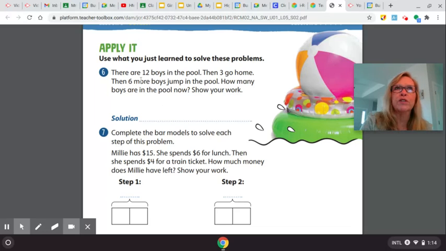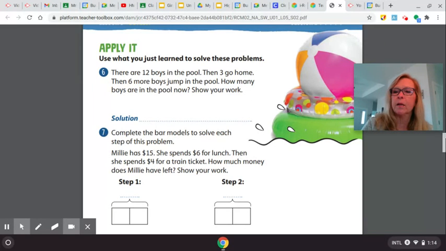So 12 boys start in the pool. I would draw 12 of something, 12 lines, 12 circles, a number bond. Again, make a 10 frame. Then 3 go home. I'm taking 3 away. And then the second part is whatever that answer is, and then you're going to have 6 more join you. So you're going to add that in, aren't you? Complete the bar models to solve this problem.